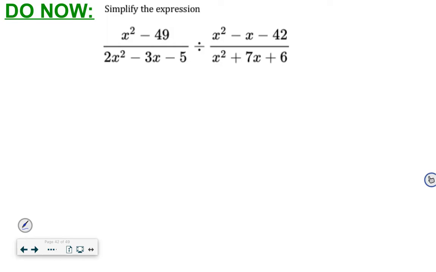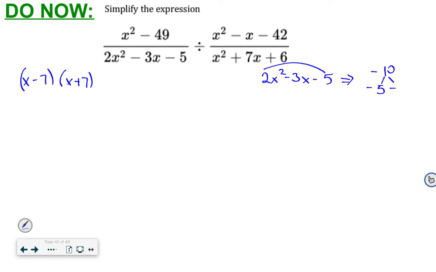We know this, x squared minus 49 can be written as x minus 7 times x plus 7. What about 2x squared minus 3x minus 5? To be able to factorize this, you need to multiply the first and the last numbers, which means that 2 times negative 5 is negative 10. What are the factors of negative 10? When you find two factors that multiply to negative 10, and when you add them up, you get negative 3.